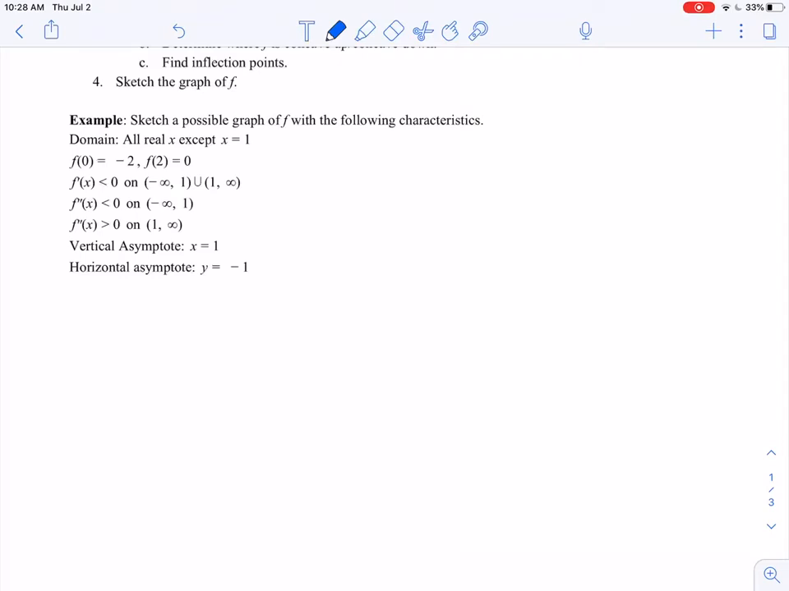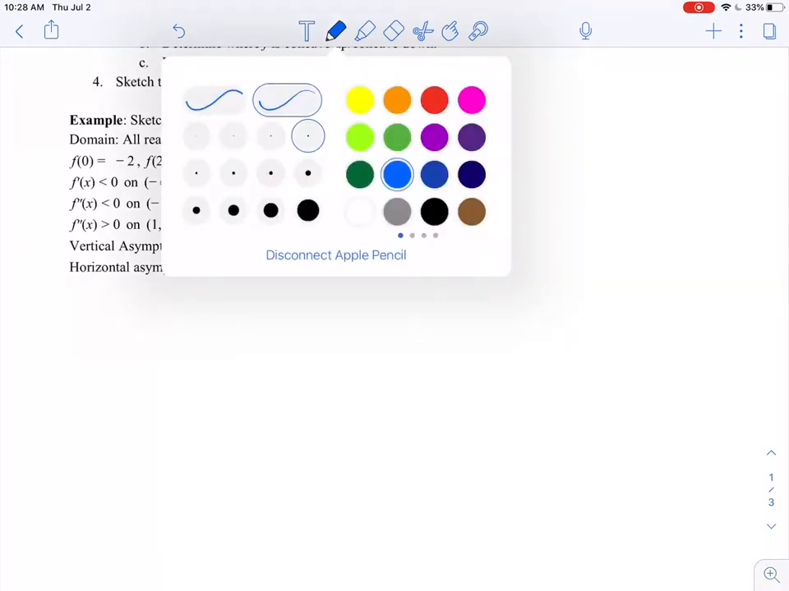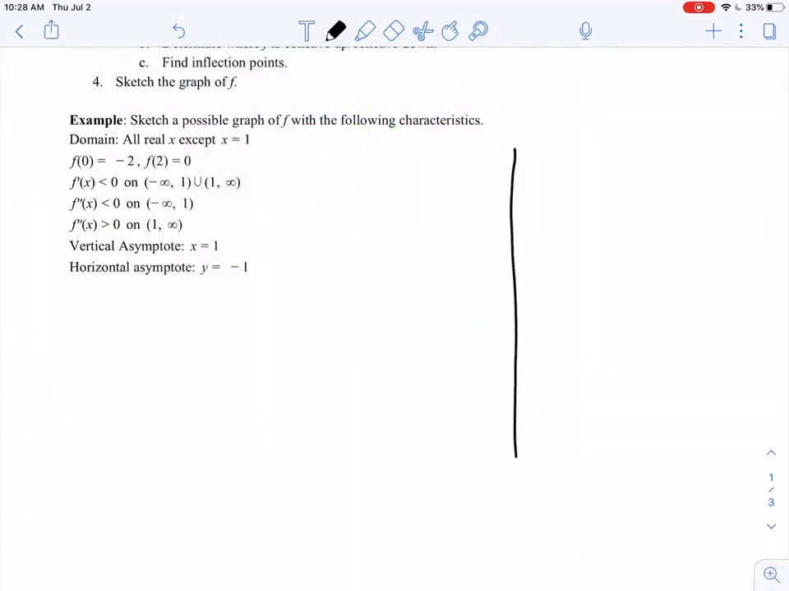So let's start with the domain here. The domain is all real x except x is equal to 1. Okay, we'll come back to that in just a little bit. I think the domain will probably be helpful when we actually go to sketch the graph of this function. We also know that f of 0 is equal to -2 and f of 2 is equal to 0. That's just giving me two ordered pairs on my graph, so that seems like as good of a place as any to start off.